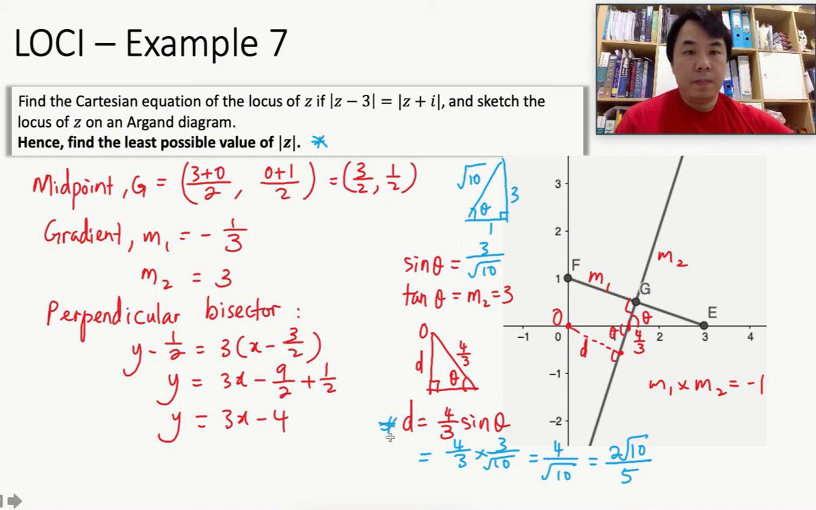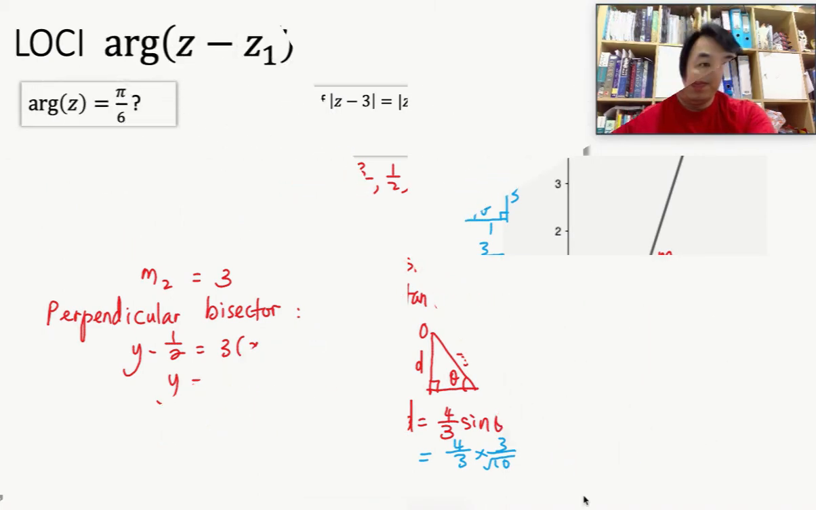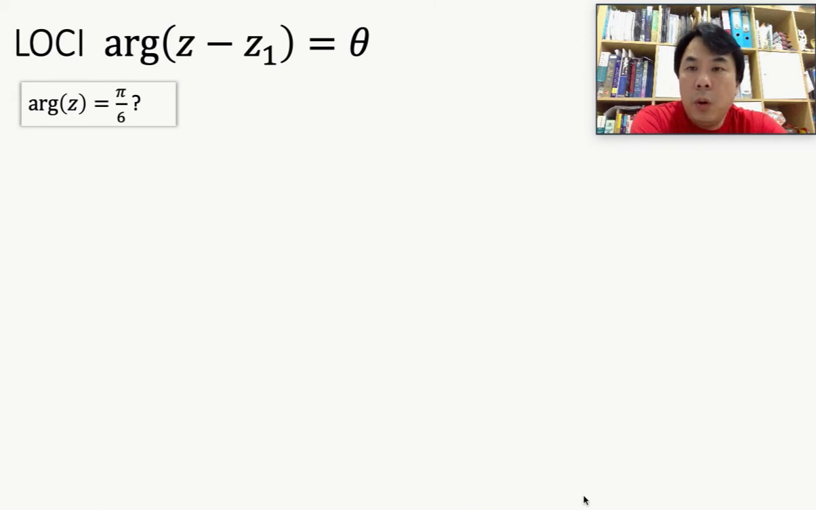Okay. All right. Now that's all for this section here. Now we still have one more type of locus. Other than circle, perpendicular bisector, we also have a locus relevant to the argument itself. Let's look at how this locus actually looks like.